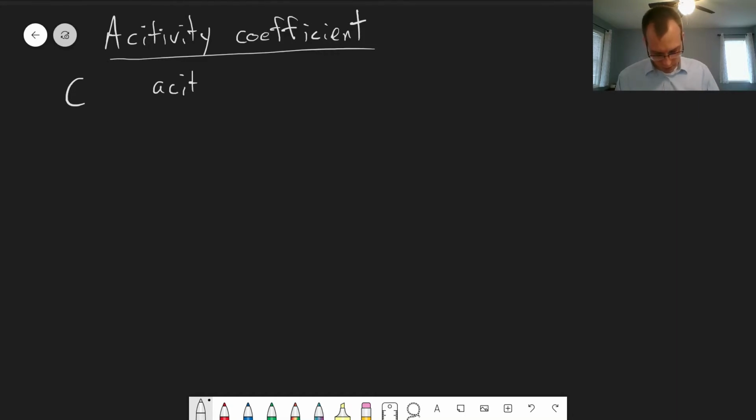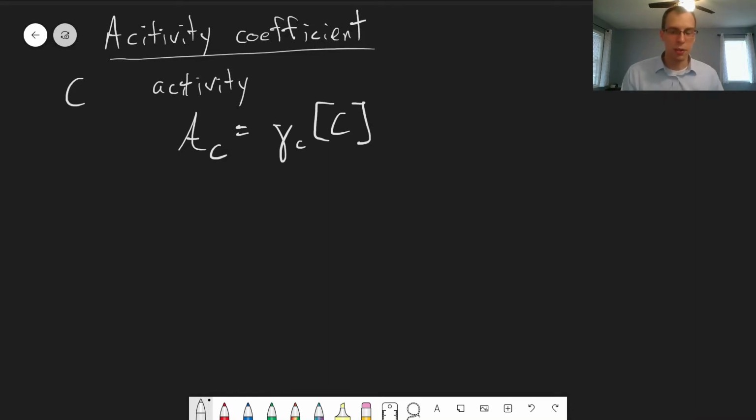Let me spell it right. We give it a fancy capital A here, and subscript it with whatever it is. So in this case, it's our ion C. And that will be equal to gamma for ion C times the concentration of C. And again, this is generally in molarity in most cases. There are exceptions. We could do this in other units.